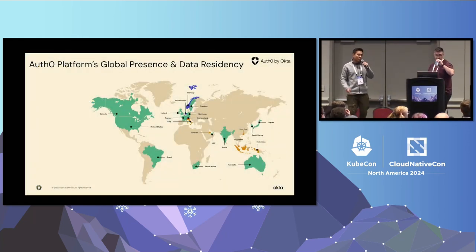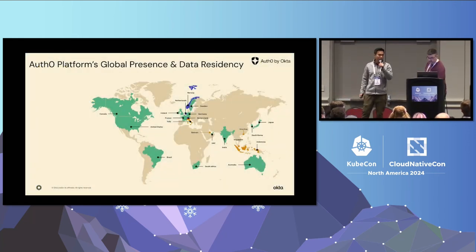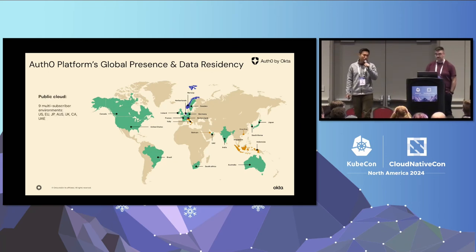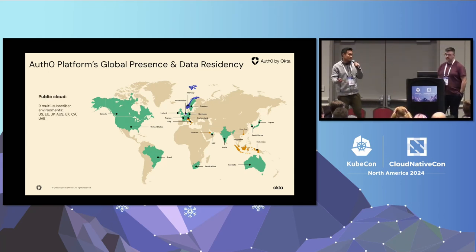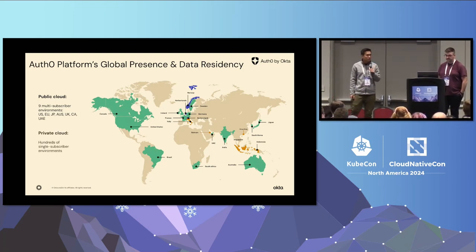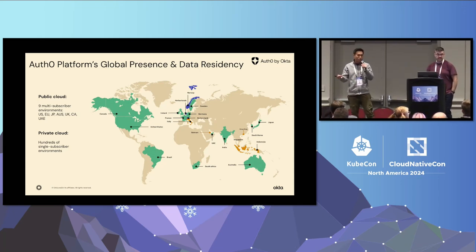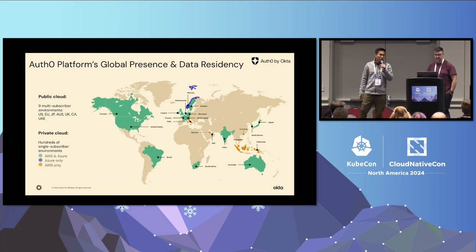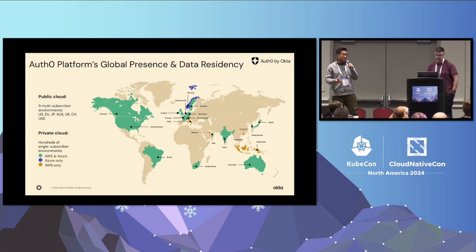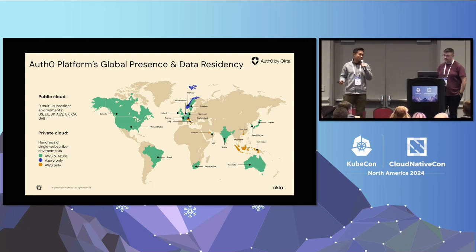So our Auth0 platform has two offerings. We have a public cloud offering, which is multi-tenant, multi-subscriber, and it supports multiple customers per environment. Also, we have a private cloud offering, which is dedicated to one customer per environment, and we have hundreds of them across the world. On top of that, the private cloud also runs on different cloud providers. Currently, it runs on AWS and Azure as well.